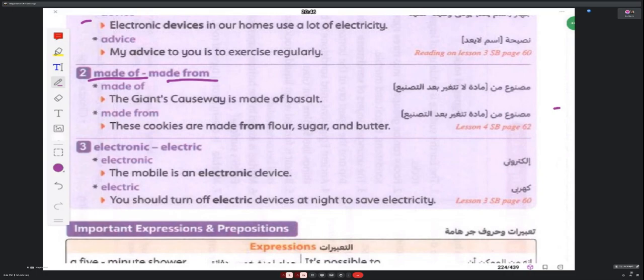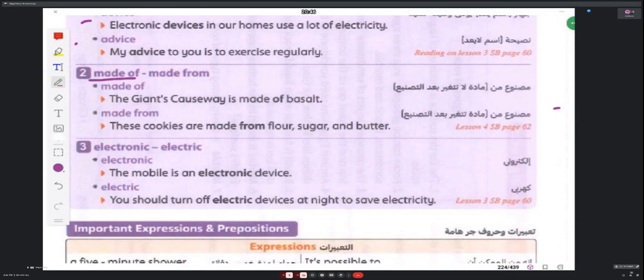Notice that in made, the verb to be precedes it here. They are in the passive voice. We cannot use made from without the verb to be. Is made of, are made from. The first thing, they are in the passive voice. This is the first point we talk about. The second point we talk about is made of.